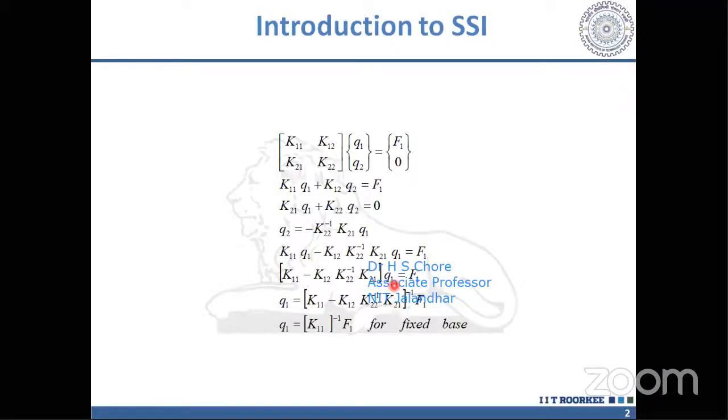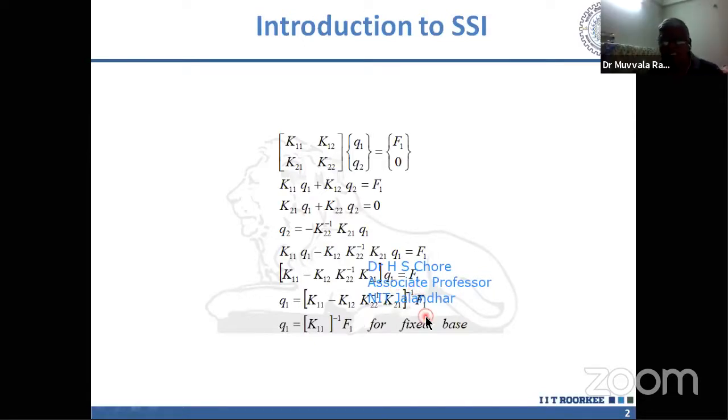Maybe they can take some bearing capacity, but that is what they were doing. That is what you can say.